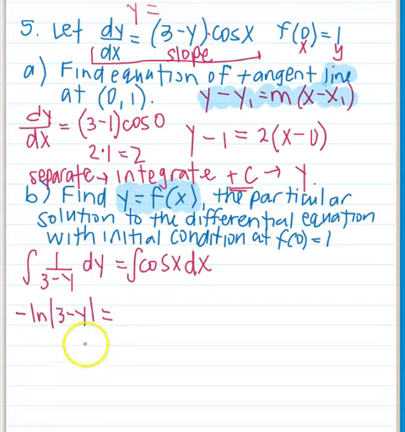And then over here, please remember your absolute values. Those are important. The antiderivative of cosine is sine x. And I remembered the plus c. So to get the points on this problem, you separate the variables for 1 point. You integrate both sides correctly. That's 2 points. And you write the plus c as the 4th point right there.